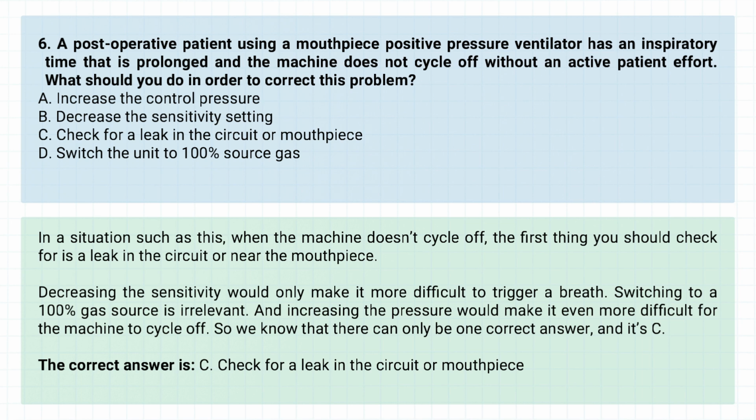When it comes to an IPPB, when the machine doesn't cycle off, the first thing you should check for is a leak in the circuit or near the mouthpiece. Decreasing the sensitivity would only make it more difficult to trigger a breath. Switching to a 100% gas source is irrelevant. And increasing the pressure would make it even more difficult for the machine to cycle off. So we know that there can only be one correct answer, and it is C. Check for a leak in the circuit or mouthpiece.